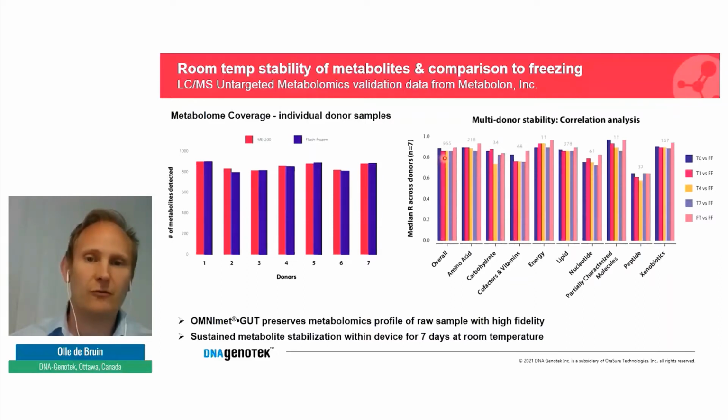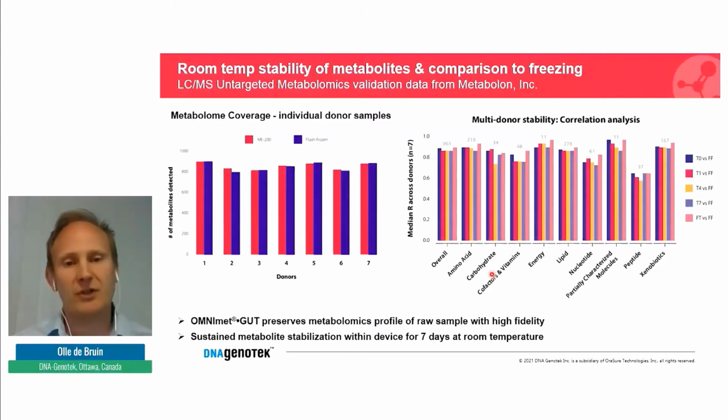And then for 1, 4, and 7 days, we don't see any change in the Spearman coefficient, indicating that the stability of the profiles overall is very high in the sample. And then we can split up the total metabolites into different pathways, super pathways that are indicated here at the bottom.